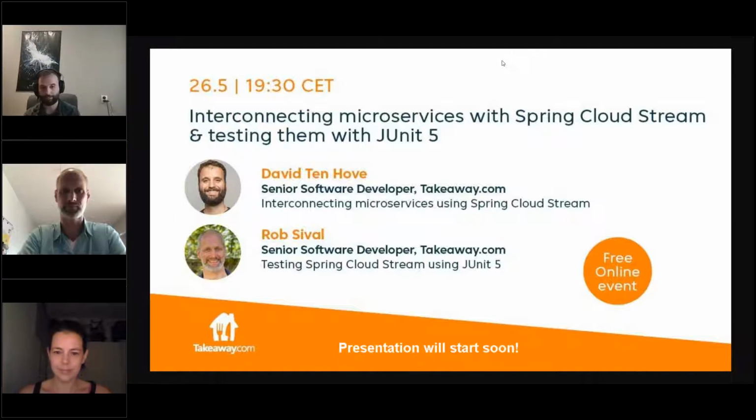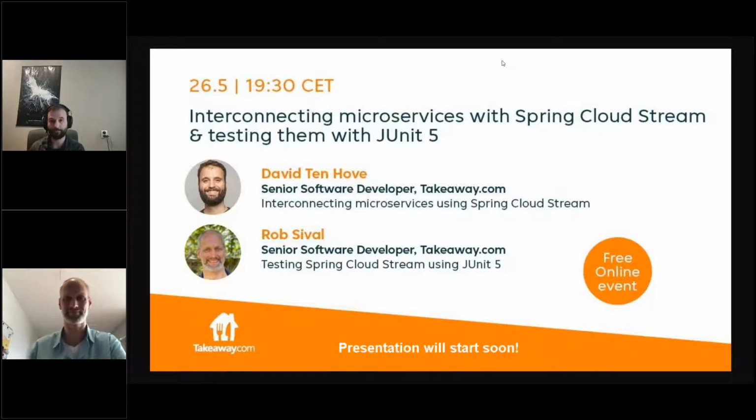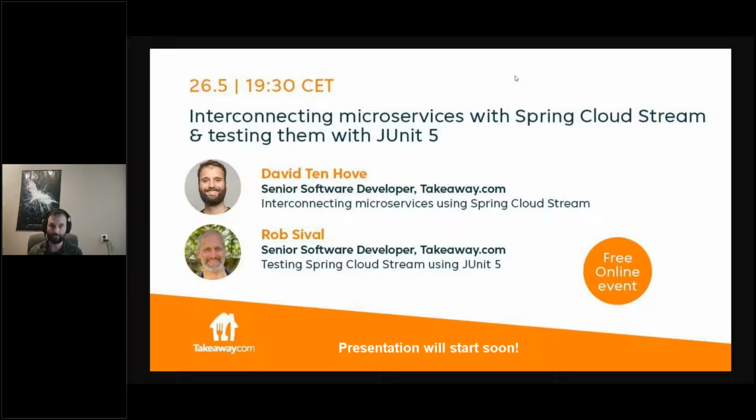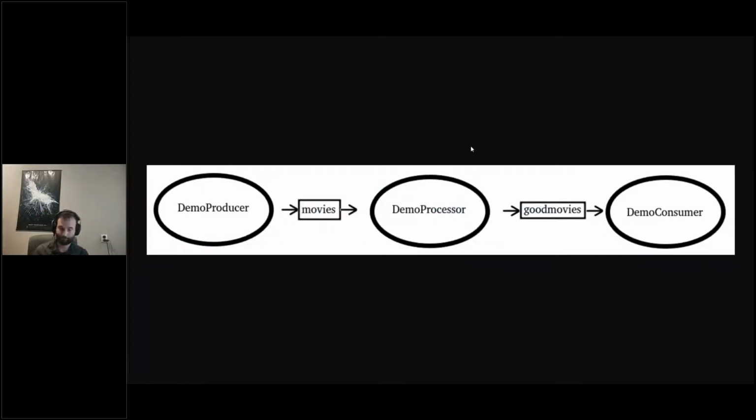Thank you very much to Matt. I'm very excited. Like Matt said, my name is David. I work in Enschede. I am a senior software developer, and in my experience, software developers don't really like being told how something works. Rather, they like being shown how to get something done. And that's what we're going to do today. We're going to use Spring Cloud Stream and later on JUnit 5 to create 3 microservices and have them talk to each other. And these 3 microservices will be a movie theme.